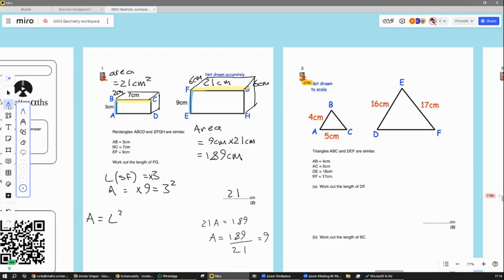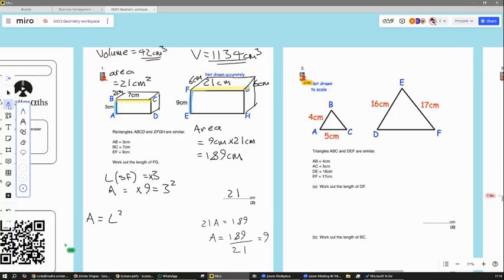Now, if I wanted to work out the volume of this, I've already got the area, which is 189, so I just need to multiply that by the 6. So 189 times 6 gives me 1,134 centimeters cubed. This one, again, I've got the face, which is 21. I need to times that by 2. I can do that in my head. 21 times 2 is 42, and the unit is centimeters cubed.